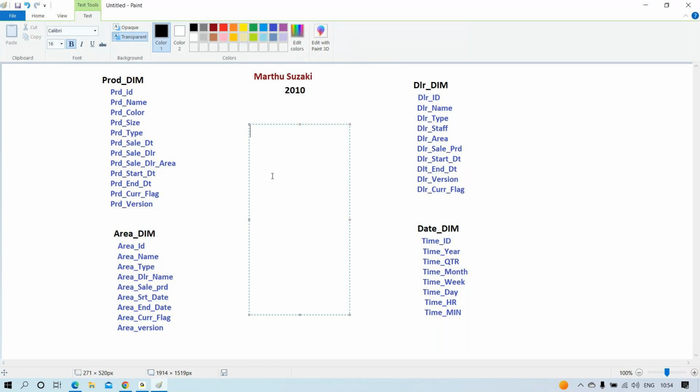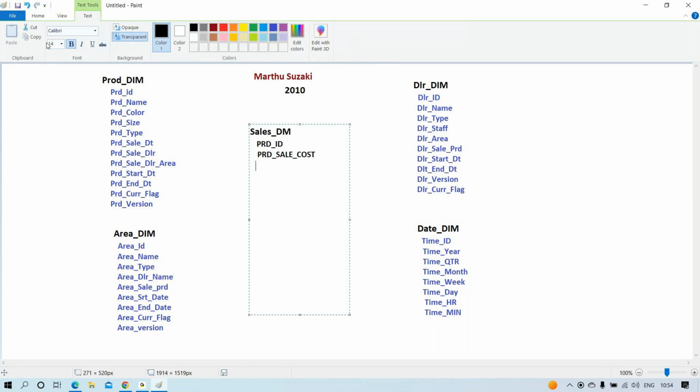So I need a fact, which is called the fact table. I want to maintain sales. This is my sales data mart. Here, what I want to do is maintain product-wise product ID and product sale cost.